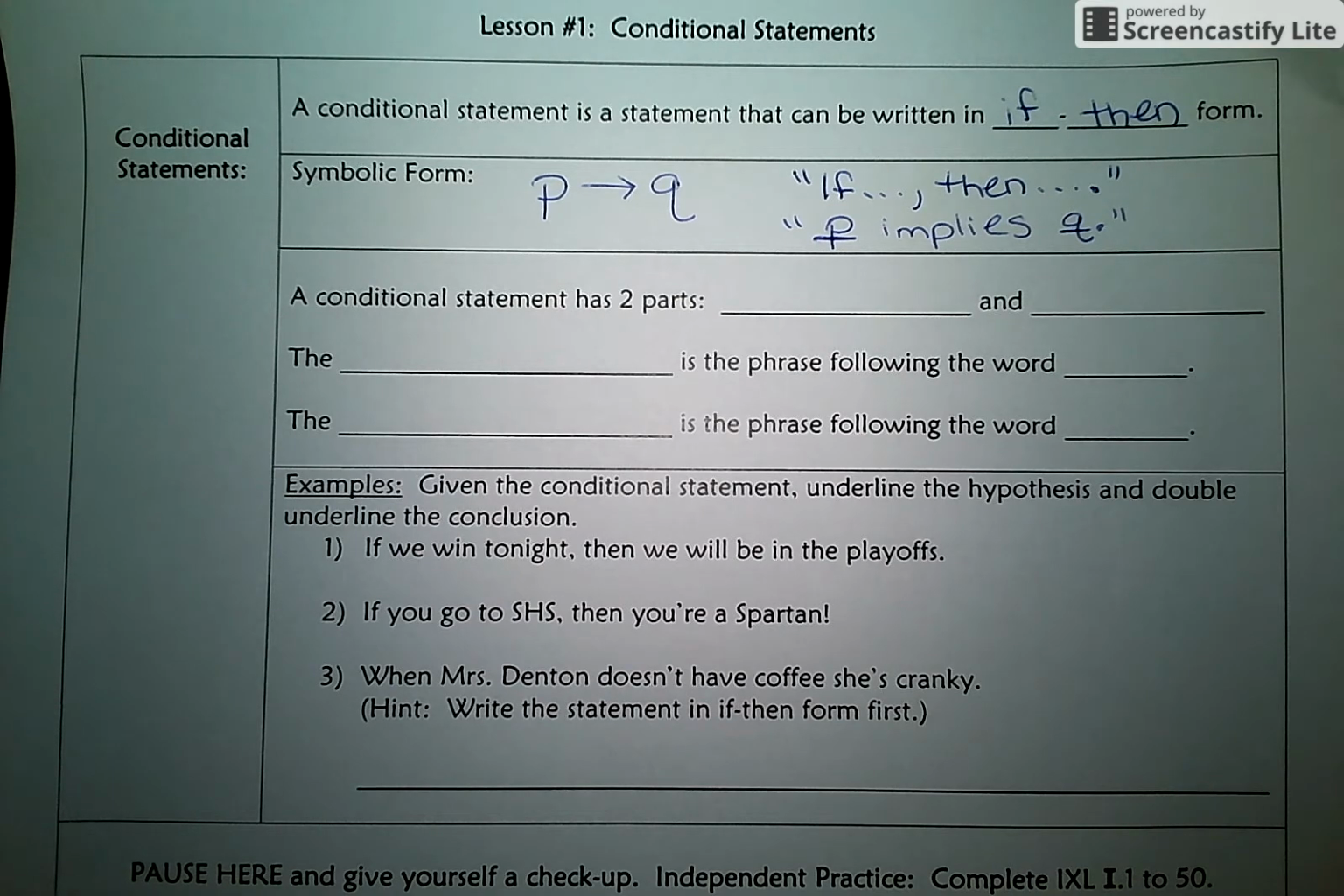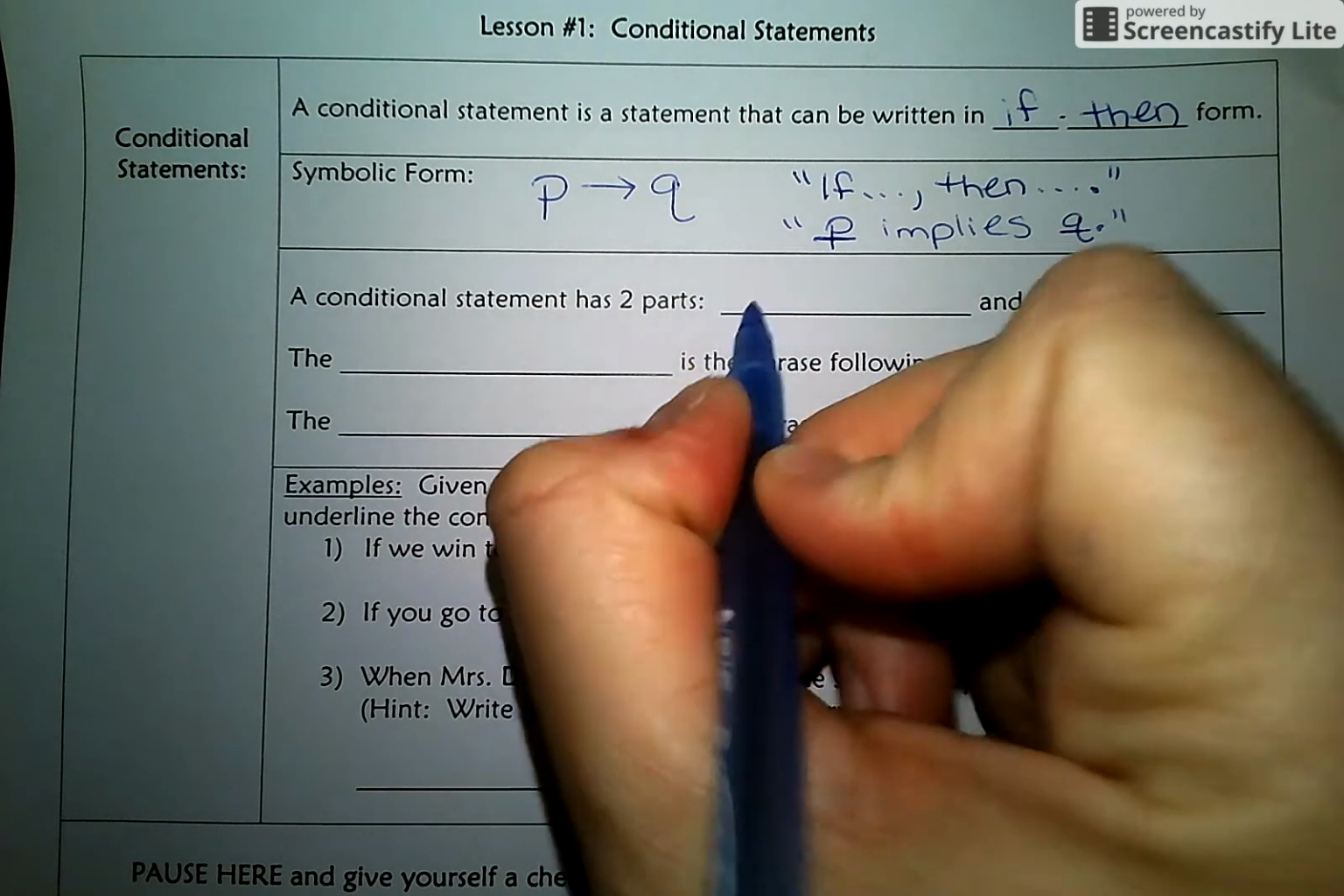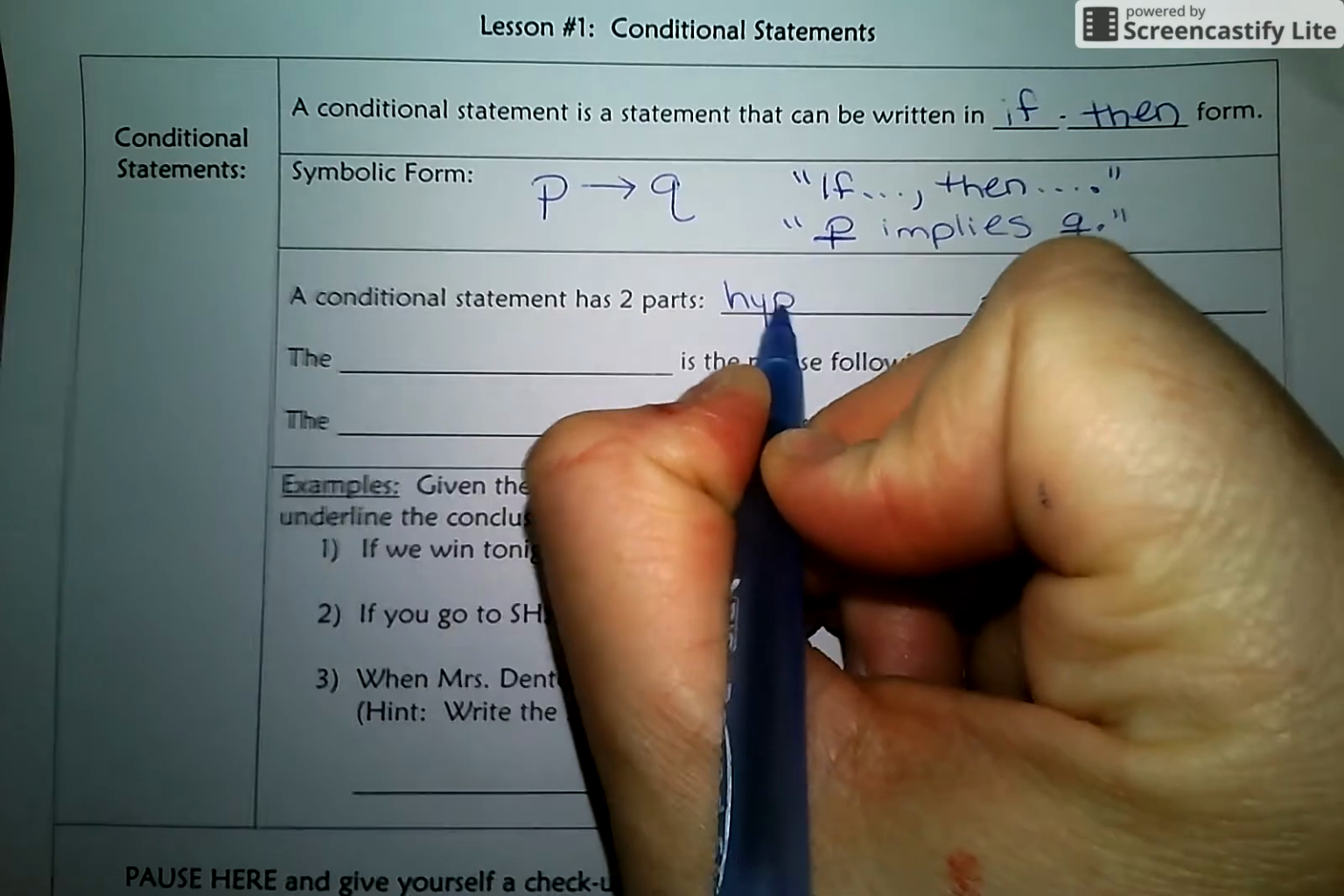Okay, now let's break down those P's and Q's. A conditional statement has two parts. The P represents the hypothesis.